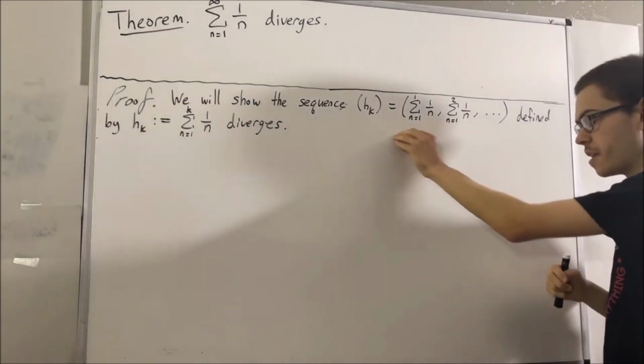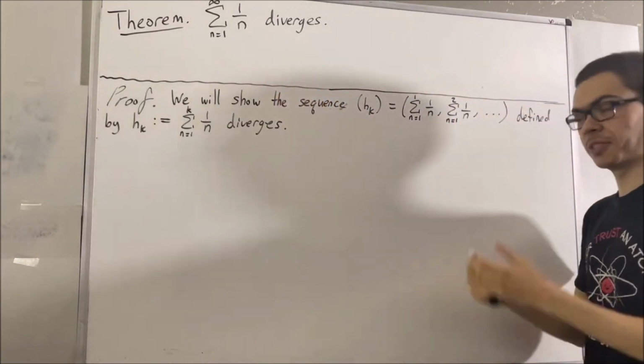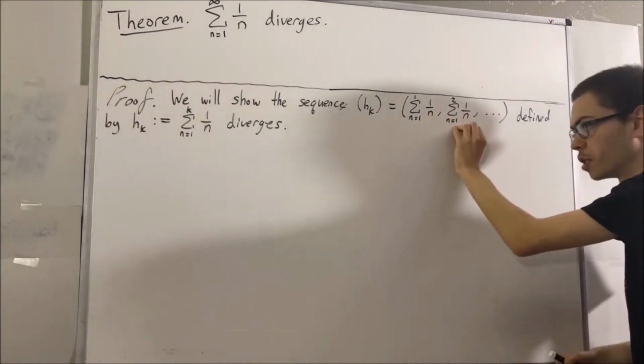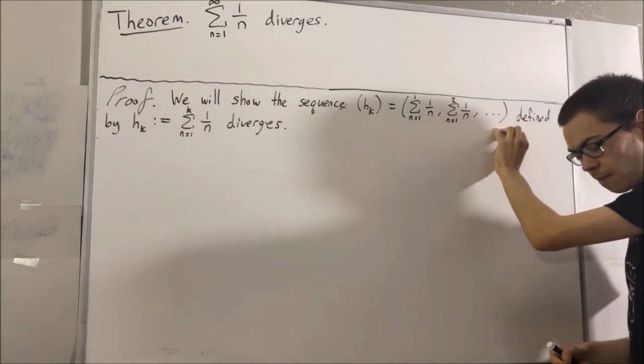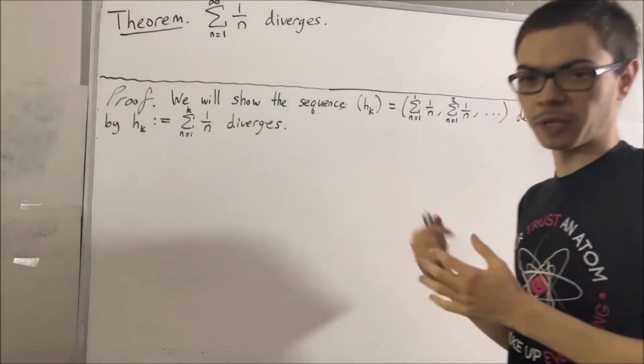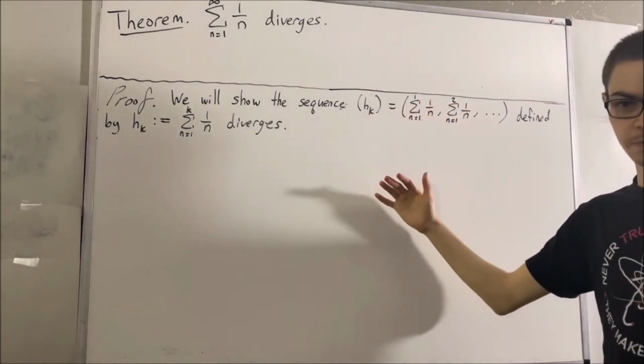Right, so this is the sequence of partial sums for this series. And as you can imagine, the terms go like this: 1, 1 plus 1/2, 1 plus 1/2 plus 1/3, 1 plus 1/2 plus 1/3 plus 1/4, and so on. And we're going to show that this sequence diverges.